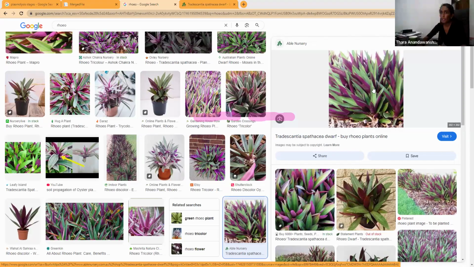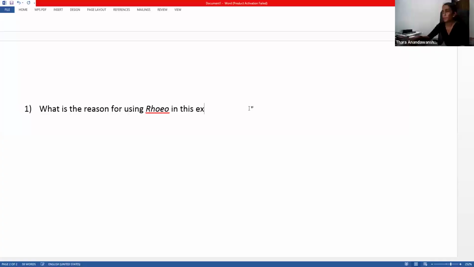We'll go with the questions also so that it is easy for you to continue. Please write down the question. Number 1. What is the reason for using Rhoeo in this experiment? What's the reason for this?